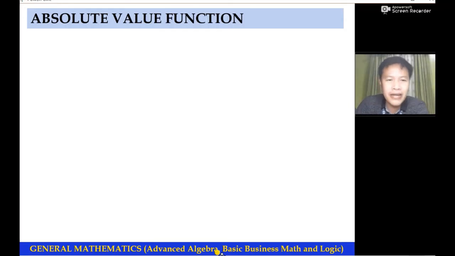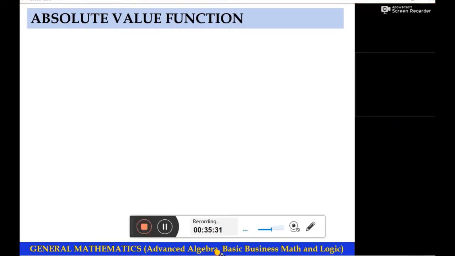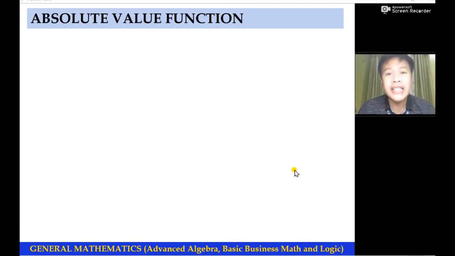The absolute value of 0 is 0. The absolute value of a positive number is positive also. Meaning, there is no negative number that will result from the given absolute value symbol. Absolute value of 6 is 6. Absolute value of negative 1.5 is positive 1.5. The absolute value of 1,000 is 1,000. The absolute value of negative 20 is positive 20.